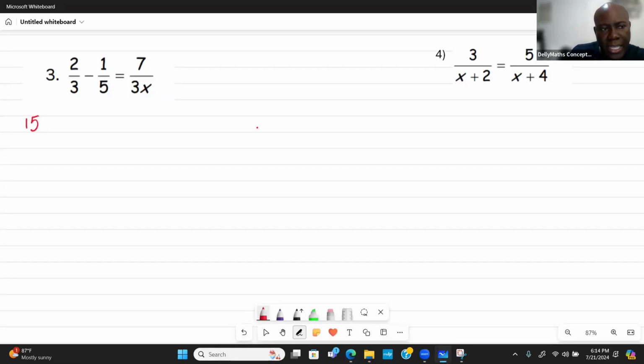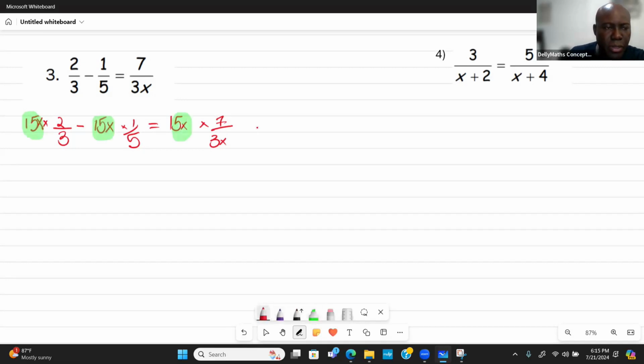So it's going to be 15x, and I'm going to multiply that by 2/3 minus 15x. Let me write my 15x properly. So I have my 15x right there, and that will be multiplied by 1/5 again. And I still have a 15x, and that is going to multiply by 7/3x. So basically, here it is that this is my LCM. My LCM is 15x, 15x, 15x, right? And I'm going to use it to multiply by all the terms.